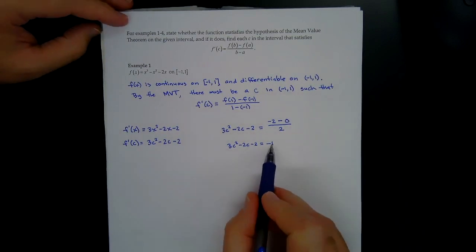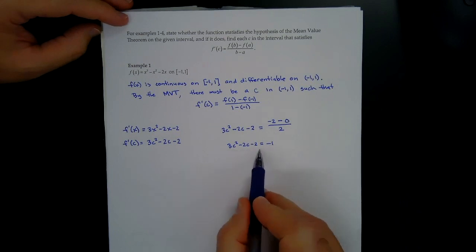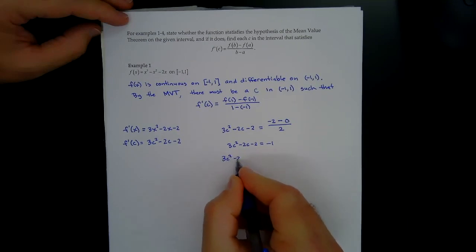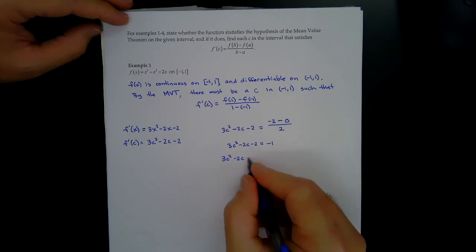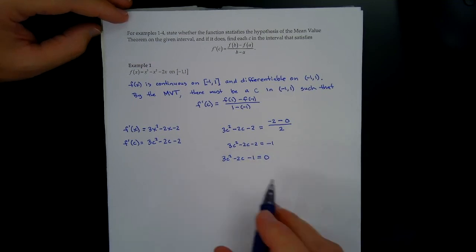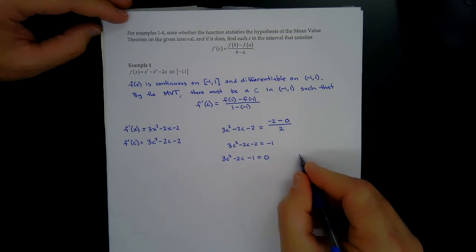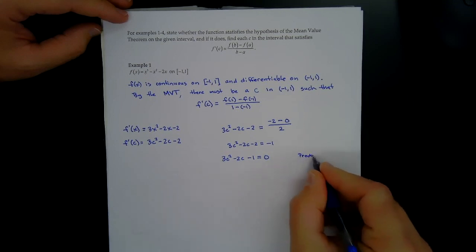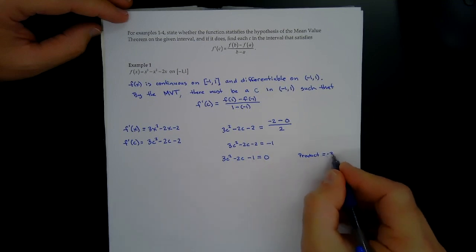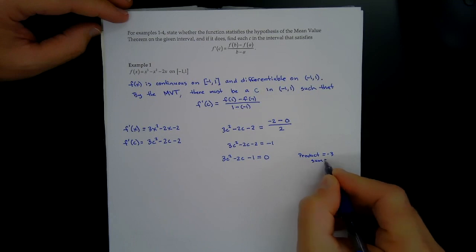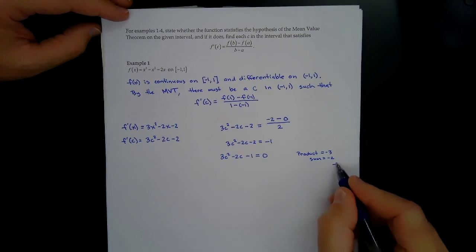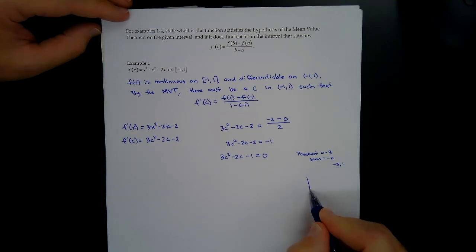So here we go. Since it's a quadratic, I'm going to move this 1 over to the other side. And so we get 3c squared minus 2c, and then I'm adding 1, so that makes that minus 1 equal to 0. I'm going to try to factor this, so we're looking for a product equal to 3 times negative 1, which is negative 3, and we need the sum to be equal to negative 2. We can find two numbers that do that: negative 3 and positive 1. So we can make our area model.